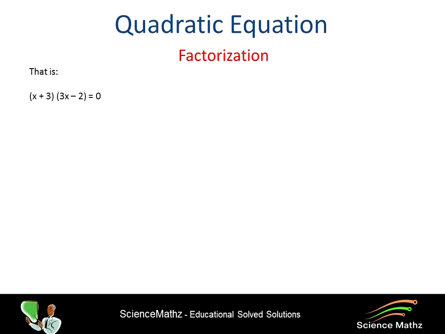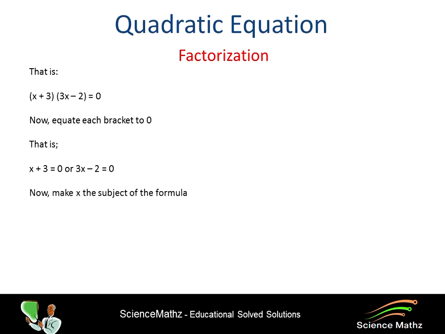Okay, this is exactly what I mean. Now what do we do? We equate each bracket to 0. That is x plus 3 equal to 0, or 3x minus 2 equal to 0. Now, let's make x the subject of the formula. Leaving x on one side of the equal sign and moving plus 3 over to the other side with 0, the plus changes to minus as it crosses the equal sign.